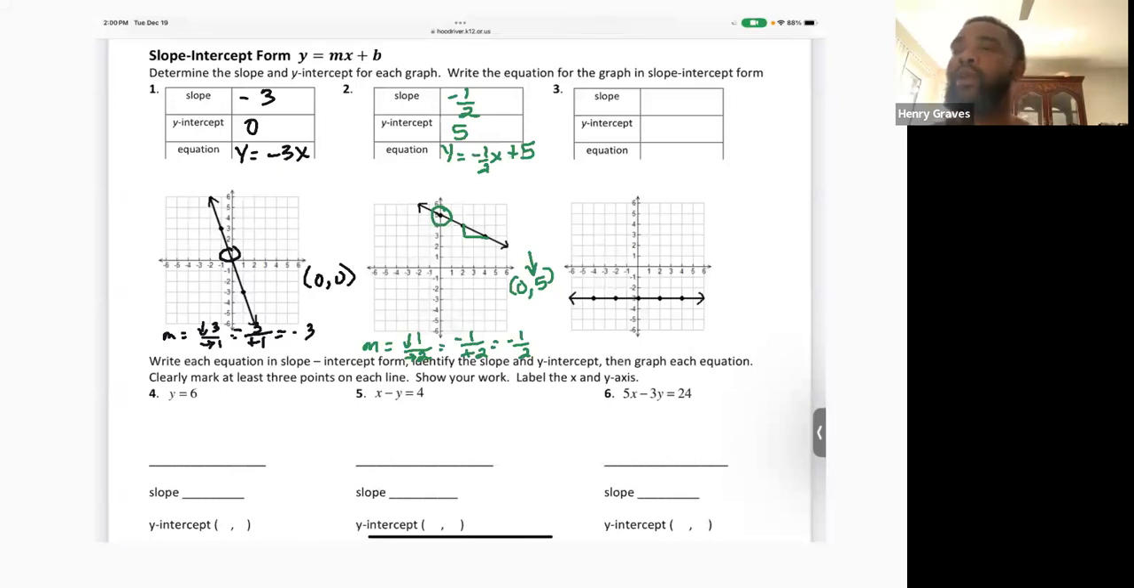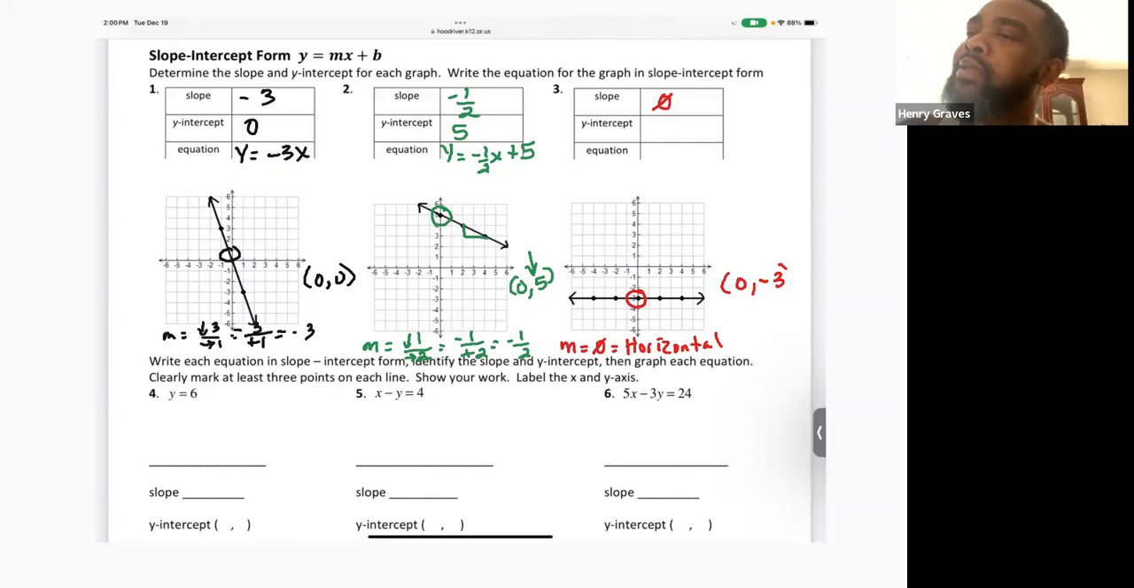Now, I'm going to do number 3 in red. I know that the slope is going to be 0 because a horizontal line makes my slope 0. Remember, a horizontal line, a line that goes side to side, means my slope is going to be 0. Now the y-intercept is where this line crosses the y-axis. It crosses at 0, negative 3. So my y-intercept is negative 3. My equation will be y equals 0x minus 3, or you can just say y equals negative 3. Either one of those is the perfect answer.